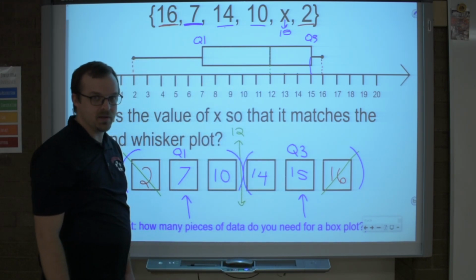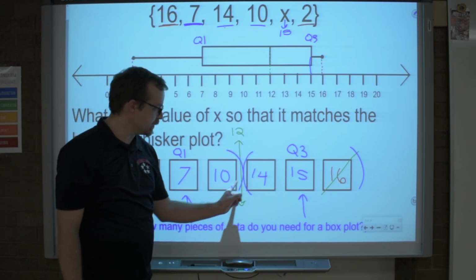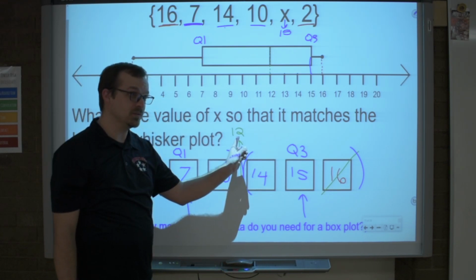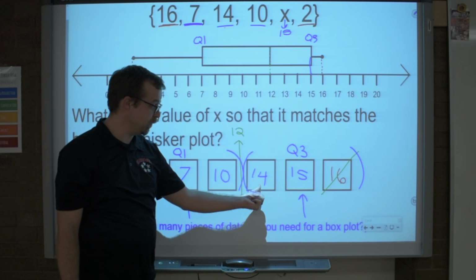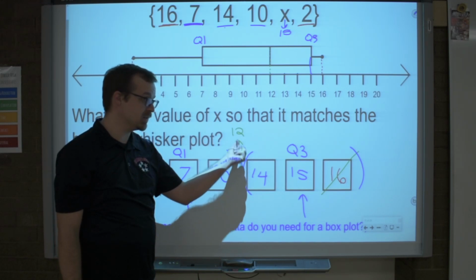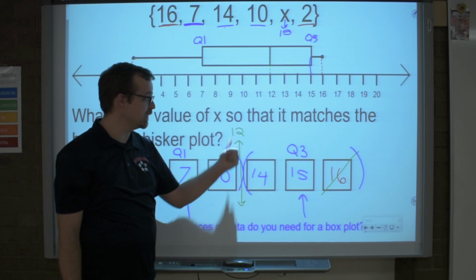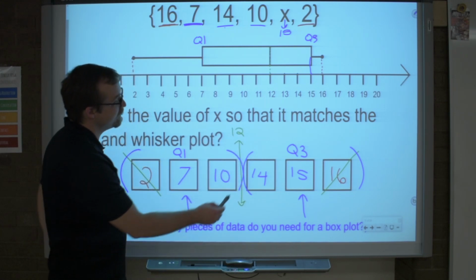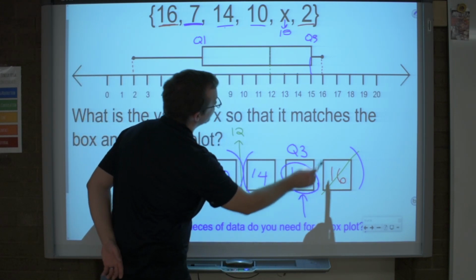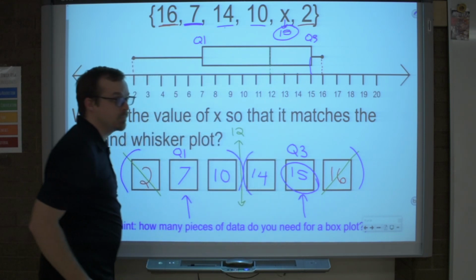And I have to check something else. What's the median between 10 and 14? Is it 12? Well, 10 plus 14 is 24, divided by 2 is 12, right? 24 divided by 2 is 12. So that works out. And so we have now that my missing data value was 15.